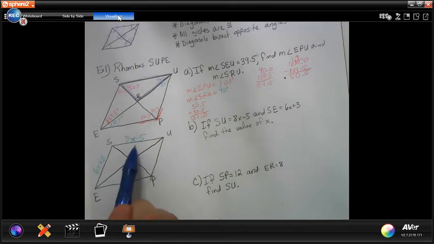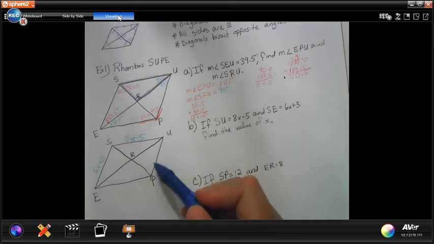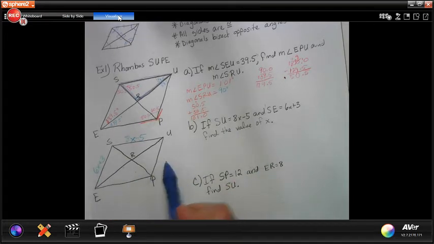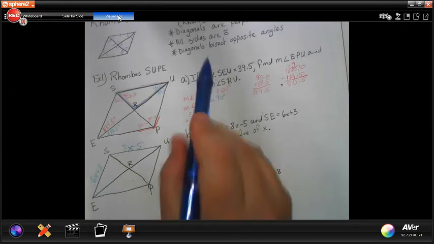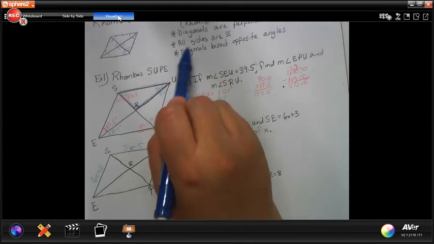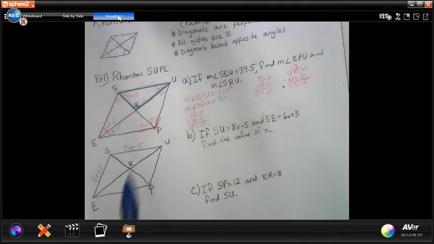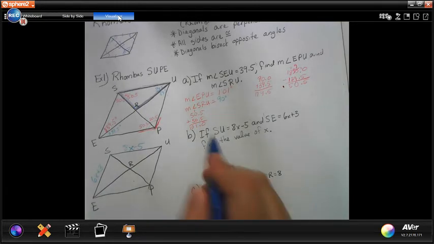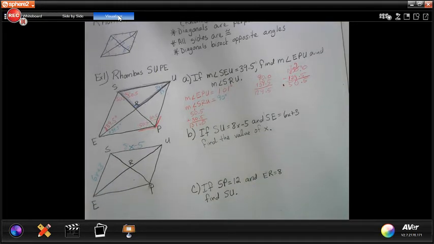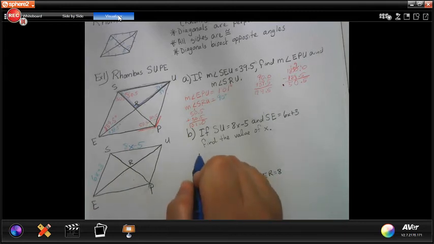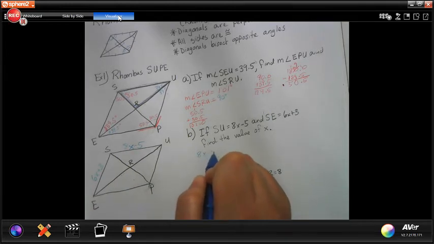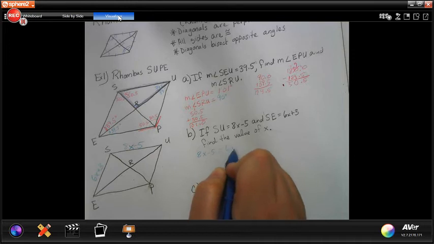Well, we know that on a parallelogram, opposite sides are equal, but we don't know what this side is, and we don't know what this side is for opposite of that. But this is a rhombus, and a rhombus says that all sides are equal. So it doesn't matter what two sides you set equal to each other. Any two sides on a rhombus are equal to each other. Not talking about diagonals, only talking about sides, the outer edges. So we get 8x minus 5 equals 6x plus 3.